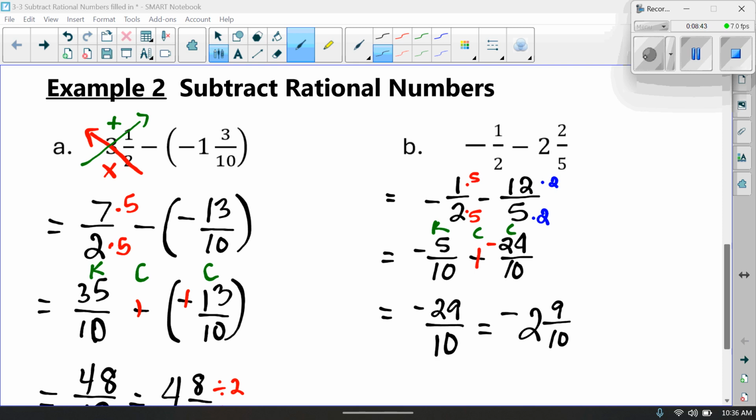All right, so here you first want to change them both to improper fractions. Well, the first one's already a over b, so you don't have to change that to an improper fraction. Just bring down the negative 1/2, right? Then we have the 2 and 2/5. We need to change that to an improper fraction. And that gives us 12/5. And then you do the keep, change, change. And we end up with negative 29 tenths. And then we change that back to a mixed number.